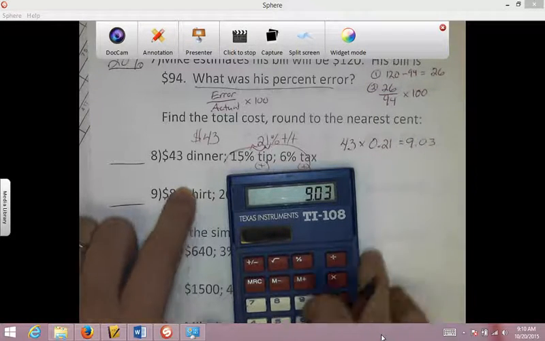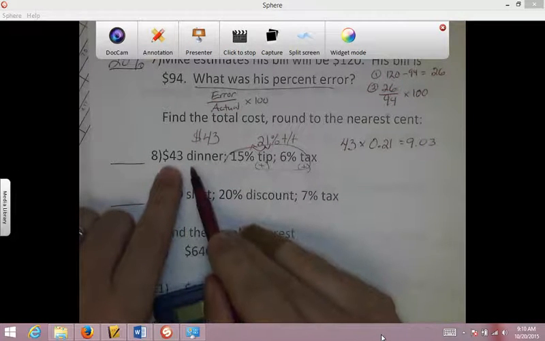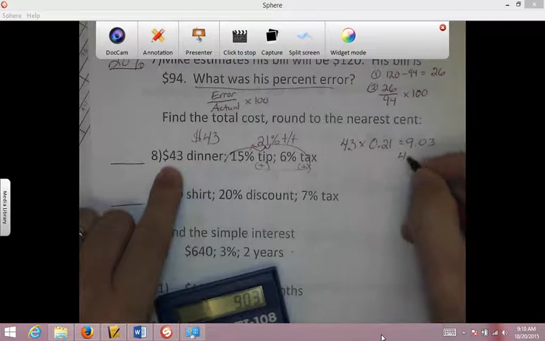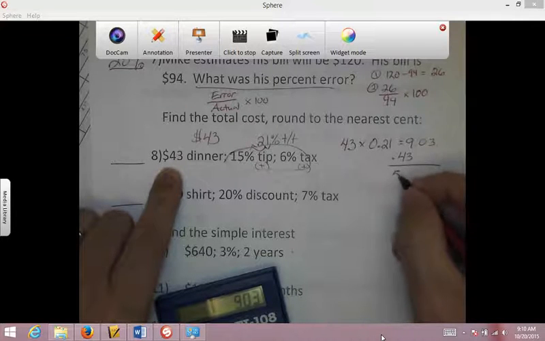And that's the tax and tip. We have to add that to the dinner amount to get the total cost. So when you add that, $43 plus $9.03, we end up with $52.03.